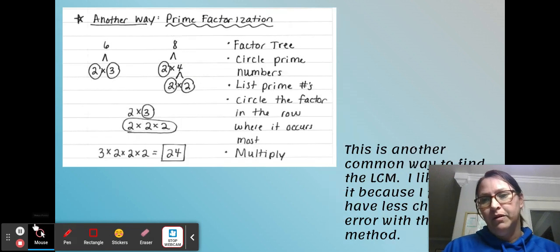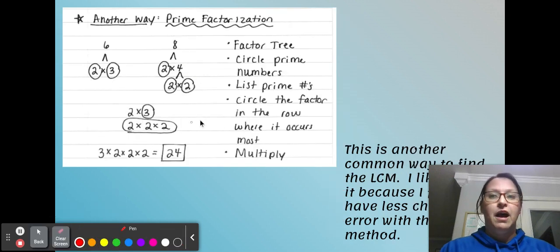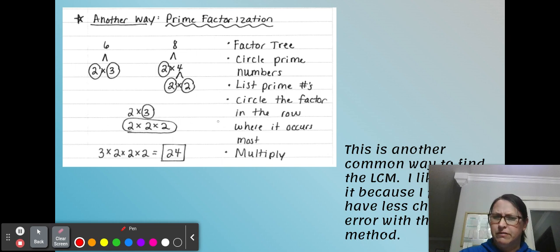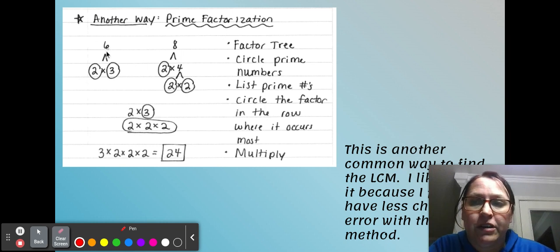Let's do another example. This one right here, I have 6 and 8, and we're doing it a different way. This way right here, we are doing it with prime factorization. So I'm going to do 6, and 6 is 2 times 3. And 8 is 2 times 4, but 4 is 2 times 2.